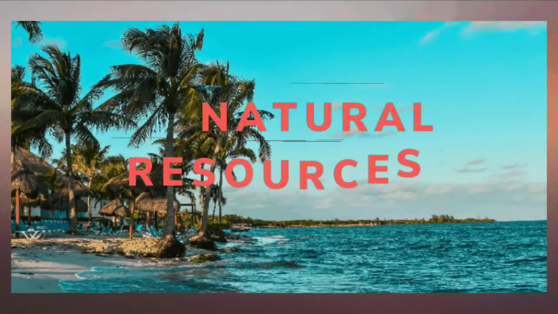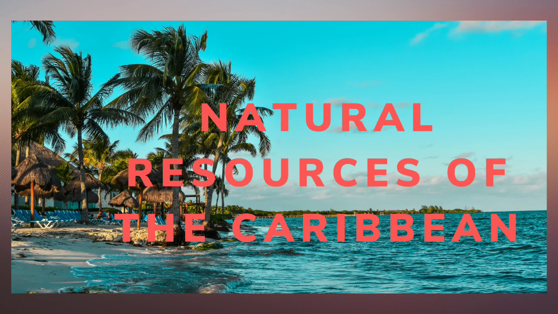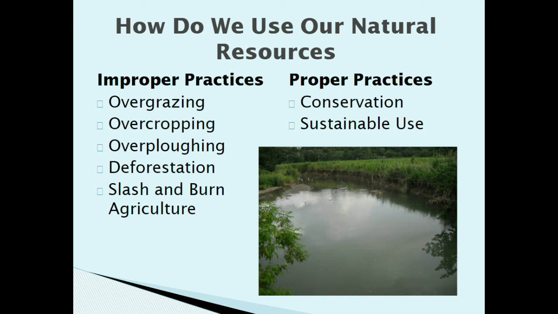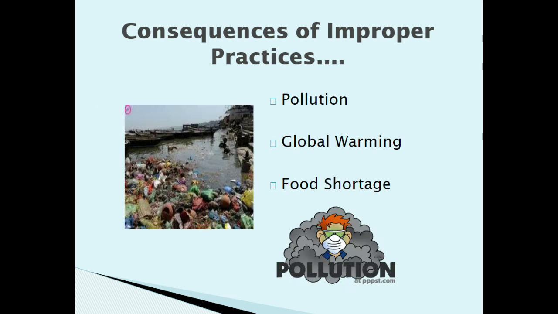So there you have it, students. We have explored the natural resources of the Caribbean. But what is of greater importance to us at this point is that we must consider how we use our natural resources. I submit to you that there are proper and improper practices associated with the use of our resources. The improper practices include overgrazing, overcropping, overplowing, deforestation, and slash and burn agriculture. And these have had devastating effects on our Caribbean environment. We must endeavor to practice proper use of our resources, which include conservation and sustainable use.